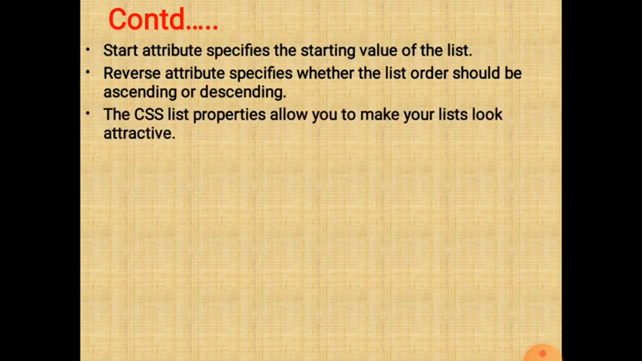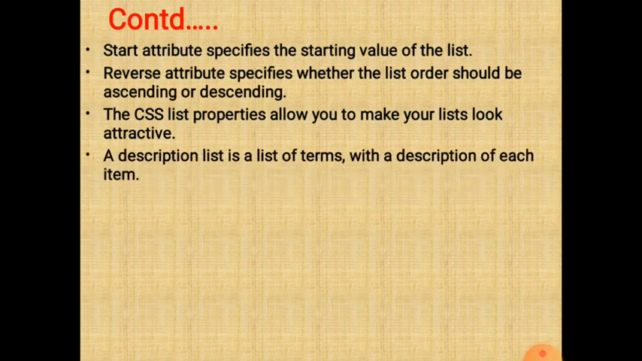The CSS list properties allow you to make your list look attractive. It means if you add this CSS, it will enhance the quality of your list. It allows you to set the list item marker for ordered and unordered lists. It also allows you to set an image as the list item marker.